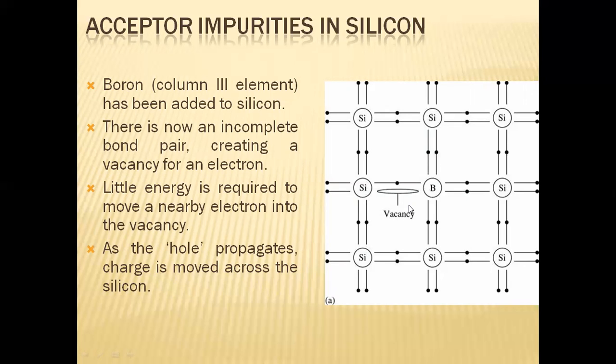Little energy is required to move a nearby electron into the vacancy, so the electron moves toward it. A vacancy, or hole, is nothing but an empty state that acquires and stores energy. As the hole propagates charge, it moves across the silicon, and hence the bonding takes place with the boron.